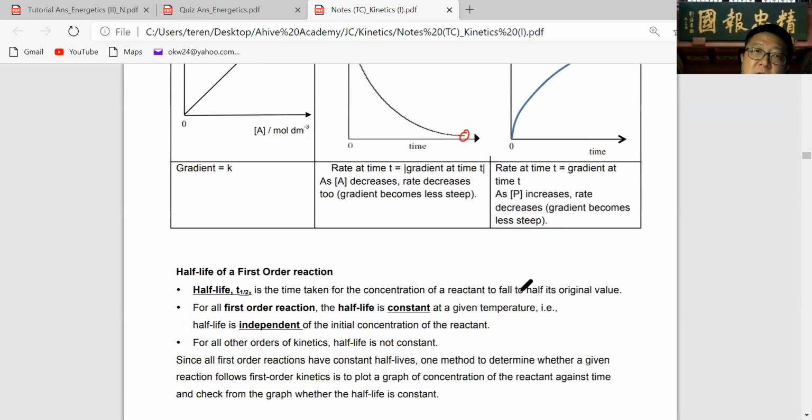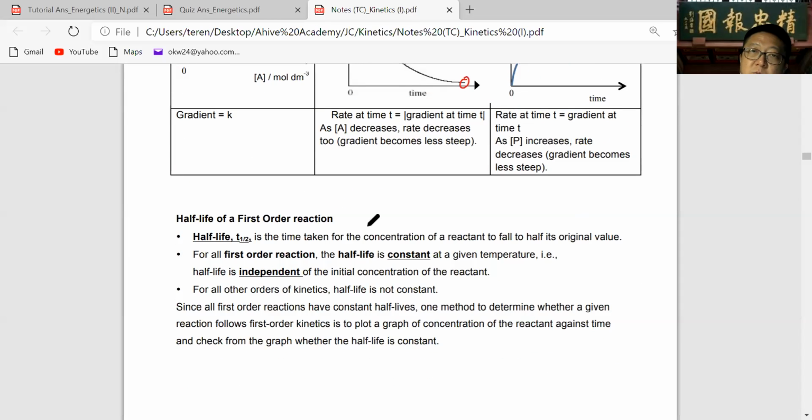Okay, so first thing, half-life is very important. This is what you need to remember. Half-life, not half-time. I once marked a script where a student wrote down half-time. Half-time is when you watch the World Cup or a football match, then you got half-time. There's no half-time here. Half-life. Okay, so remember t half is half-life.